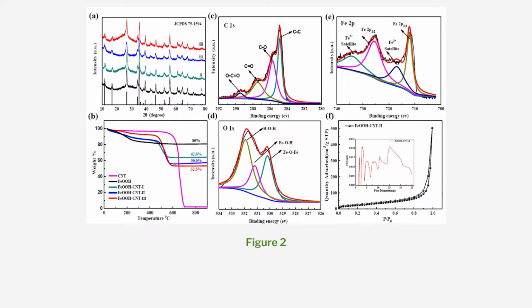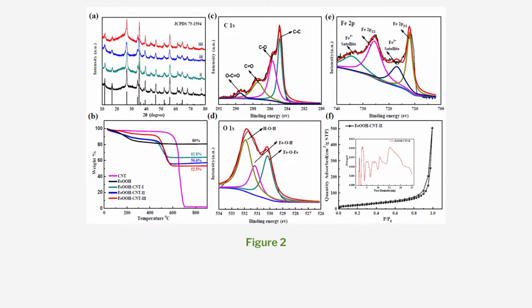Obviously, the diffraction peak at 26.2 degree becomes wider with the increasing amount of CNTs in the composite. As shown in figure 2b over here, the thermogravimetric analysis TGA is employed to measure the amount of ferric hydroxide oxide growing on the CNT surface from room temperature to 1000 Celsius under an air atmosphere.